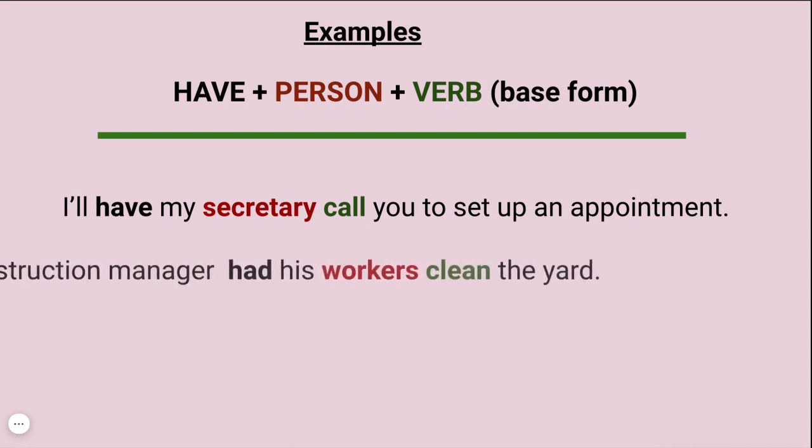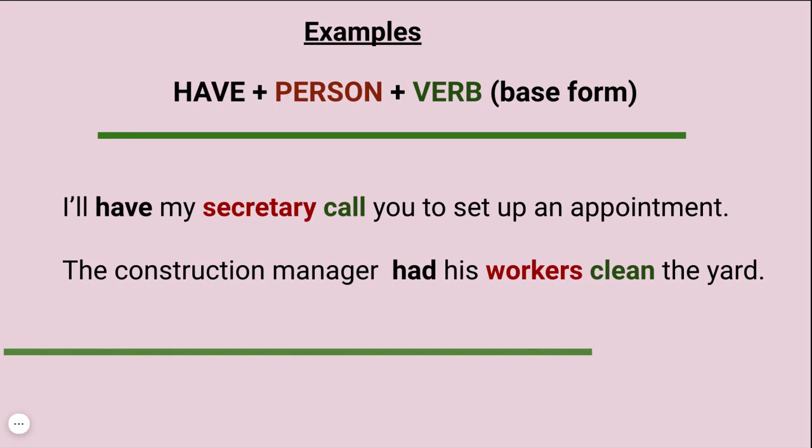And a couple of examples to show what's going on here. I'll have my secretary call you. In other words, I want somebody to call you, but I don't want to do it. So I am going to authorize my secretary. I'll have my secretary call you. The second one, the construction manager did not clean the yard, but he caused his workers to clean it. So again, it's have or had plus the person plus the base form of the verb.